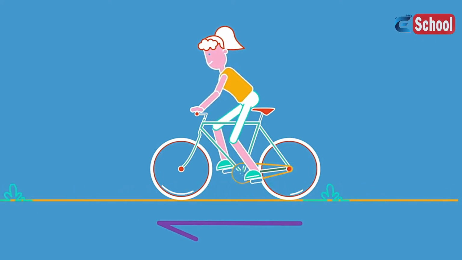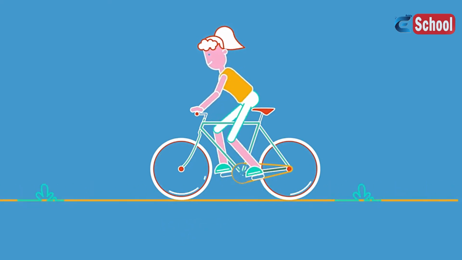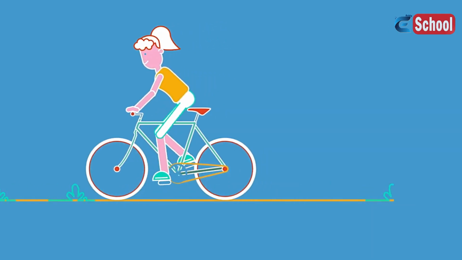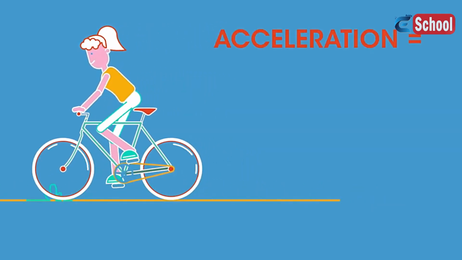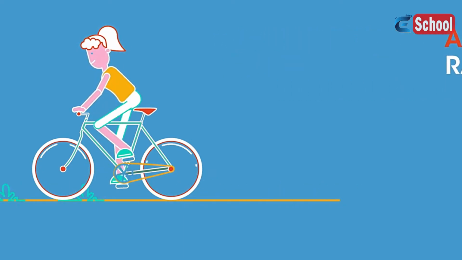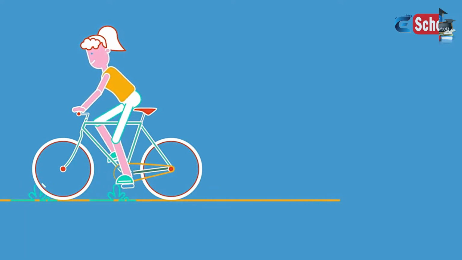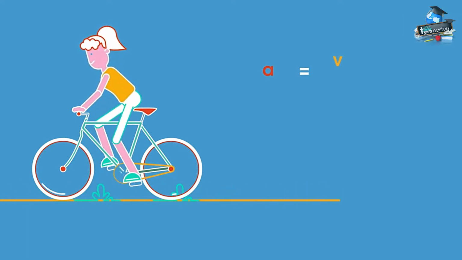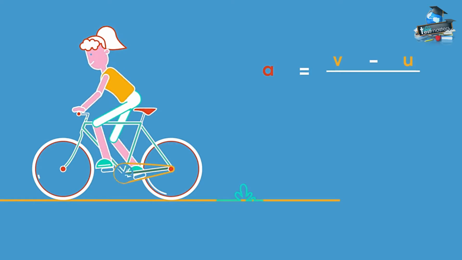To change the velocity of an object, there needs to be a force acting on it, and the object is accelerating. If the direction of motion is unchanged, acceleration describes the rate of change in speed. It can be calculated using the formula acceleration a equals final velocity v minus initial velocity u divided by time taken t.